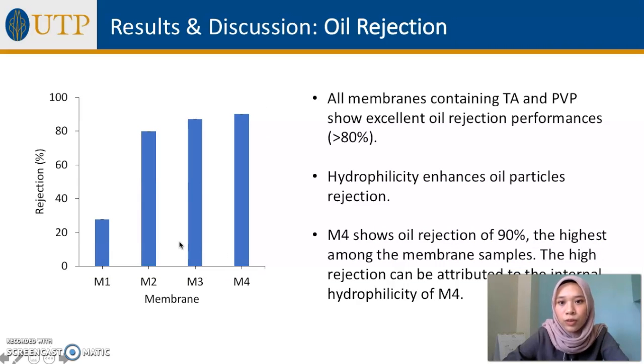And the last part of the results is the oil rejection performance of the membrane. From the figure, we can see that every modified membrane shows improved rejection performance of more than 80% compared to M1. This shows that the improved hydrophilicity of the membrane enhances the oil particle rejection. M4 shows the highest rejection percentage of 90% compared to the others. So this proves the hydrophilicity of M4, although the membrane shows a high water contact angle in the contact angle analysis, and it justifies the swelling effect of the membrane.